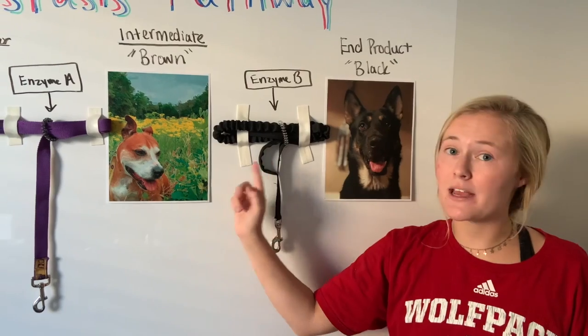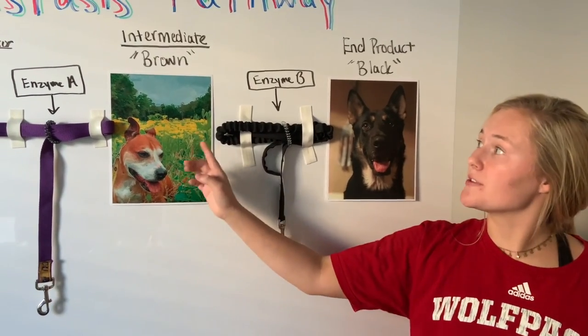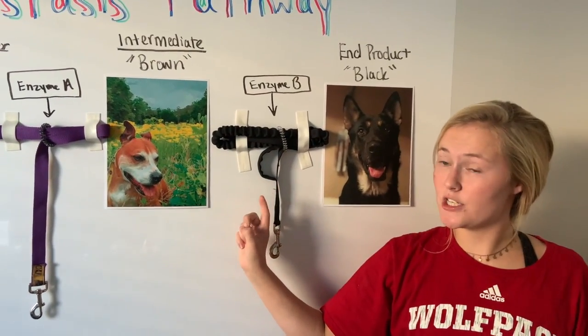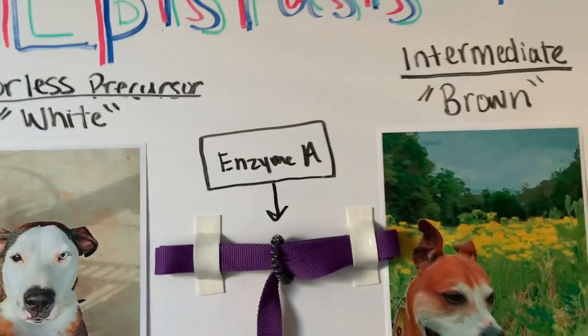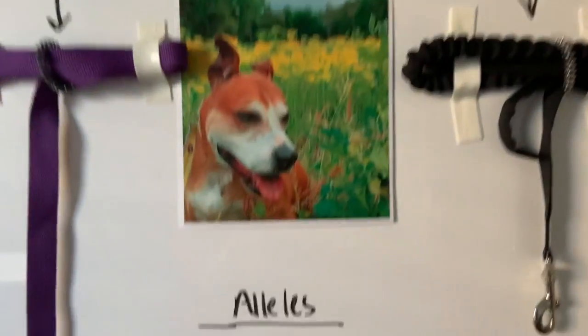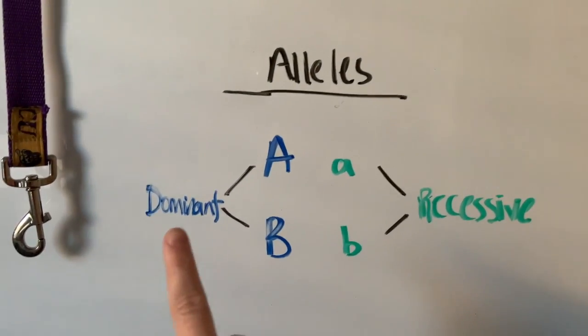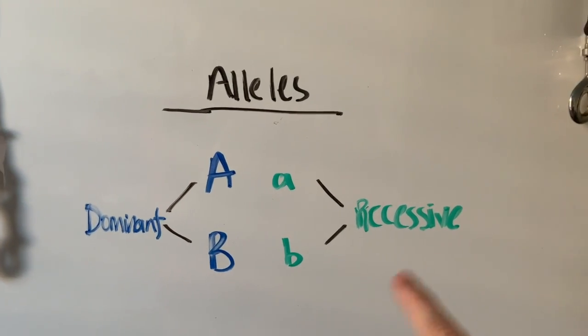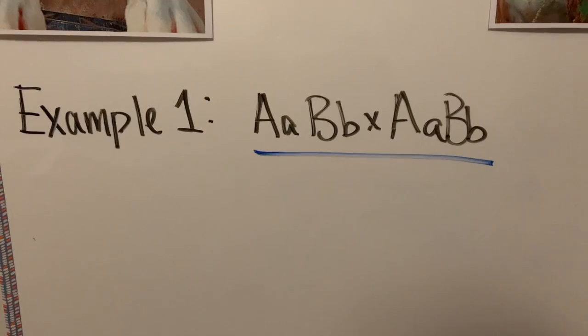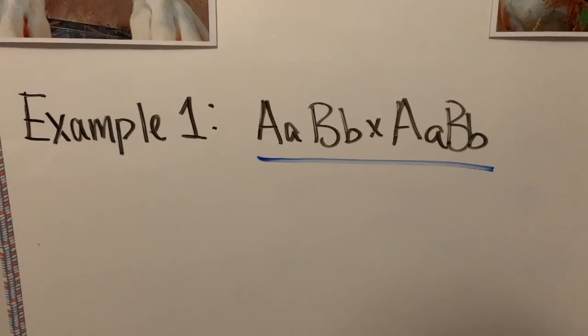Enzyme B, the same as our enzyme A, just shows that if there is a dominant B in a gene, then we're able to go from an intermediate to the end product. We just talked about how enzyme A and enzyme B only convert if there are dominant alleles. If they're dominant, they're capital A and B, but they do not convert if they're recessive, which are lowercase a and b. Let's do our first example with this dihybrid cross.